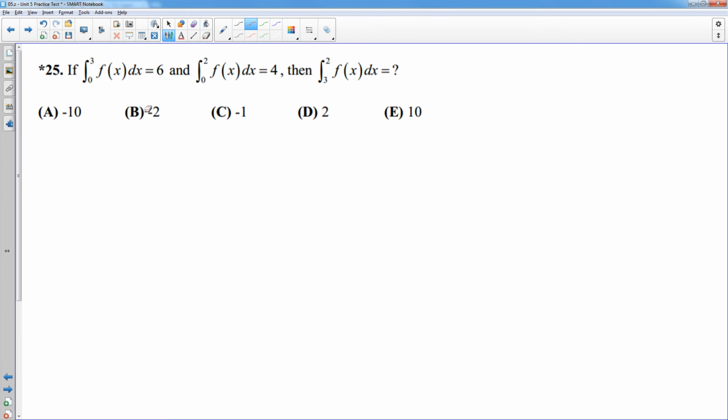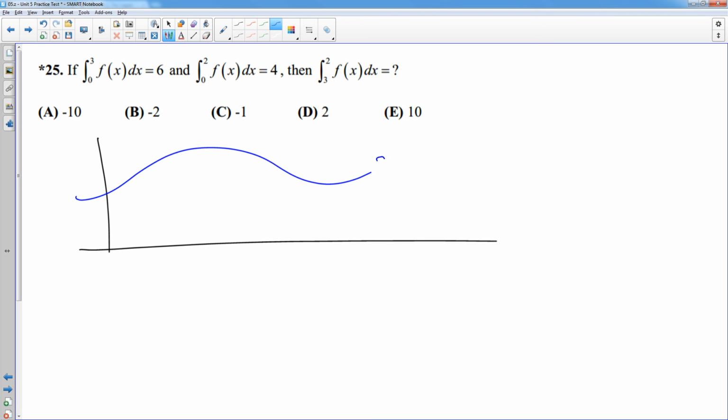Let's see, 25. Looks like playing with more properties of integrals. This time we don't have a true function. I mean, we do, but we don't have a defined function. We don't have anything that I could actually do the antiderivative of. So I'm a big fan of graphs. I don't know if I've ever mentioned that to you before, but I'm going to graph this. I don't know what my function f of x looks like. I'm just going to have some kind of a visual to help me along here.